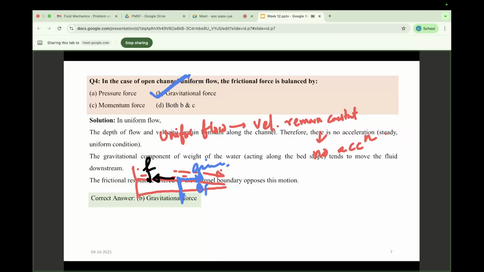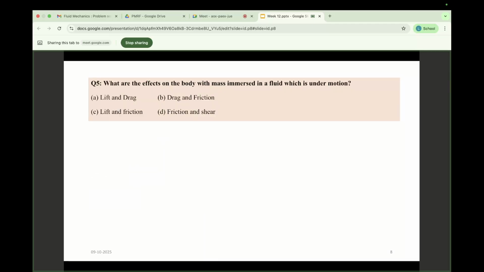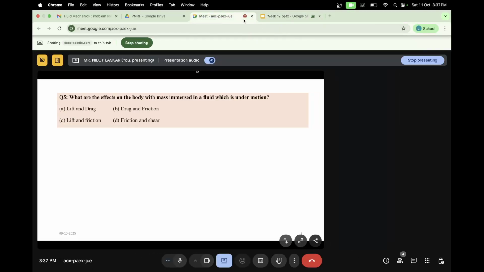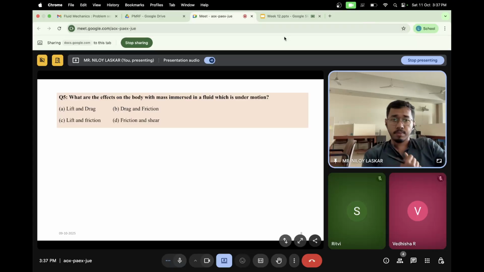Another question can be like: which forces oppose the flow in an open channel? In that case, you just say the frictional forces oppose, right? And the gravitational component of the weight will help the fluid to move downstream. So this is the next question. Please try to answer.